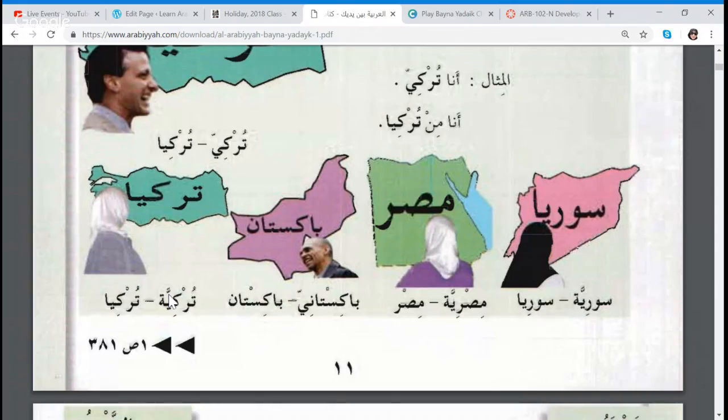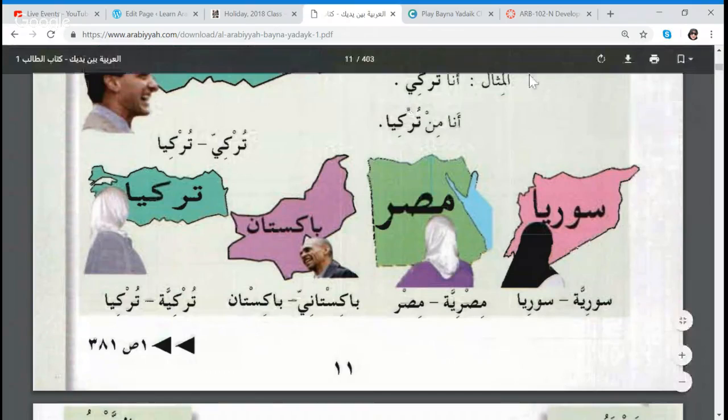The only difference is the shadda. Sometimes it helps when you say the vowelling at the end. So if you say Ana Turkiyaton, Ana min Turkiya, it might be a little bit easier because you hear the ending sound. Sometimes when you don't, they sound pretty much alike. Okay. I'm Turkish. I am from Turkey. So remember, always with the nationality, you're just using Ana, the pronoun, and then the nationality. But when you say I am from, that's when you need Ana min. You need min there in between to say I am from and then the name of the country.